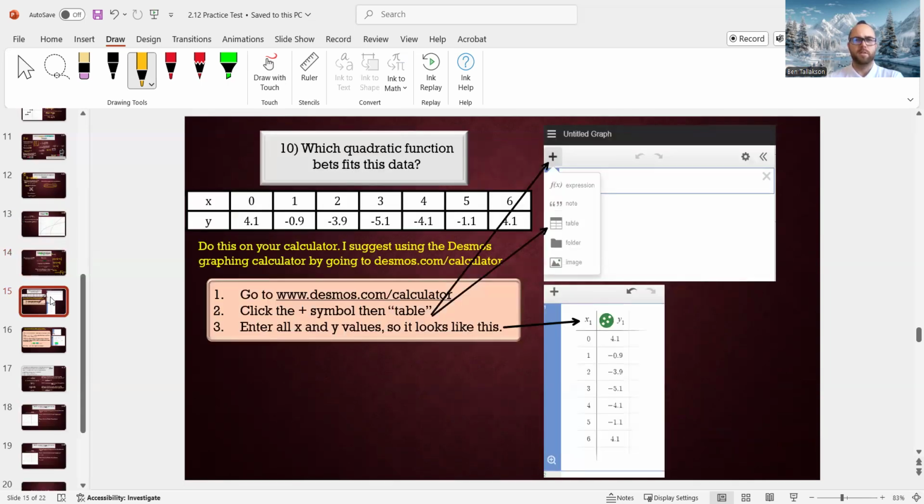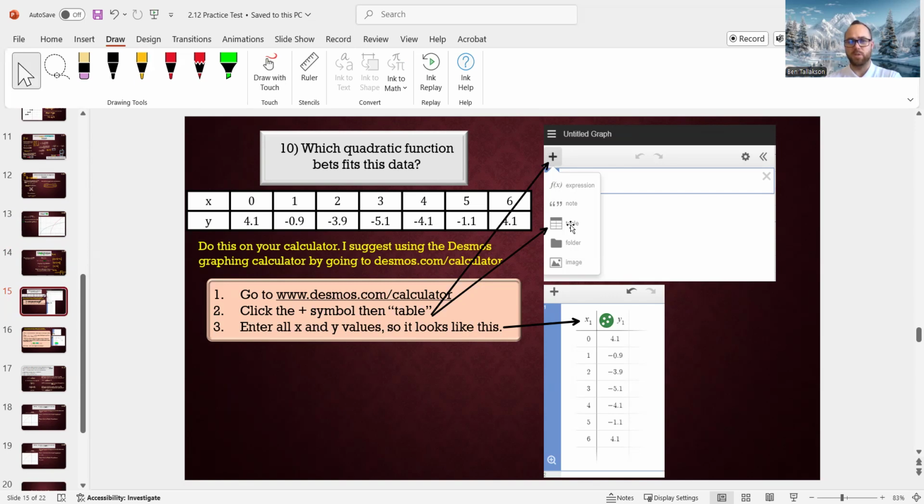Number 10. We did this before. Hopefully this jogs your memory. There's some visuals here, but this work really is in Desmos graphing calculator. We're asked which quadratic function best fits this data. You have data in the table. So we're going to take that data and put it into a table in Desmos by going to this website, click the plus, and then table.